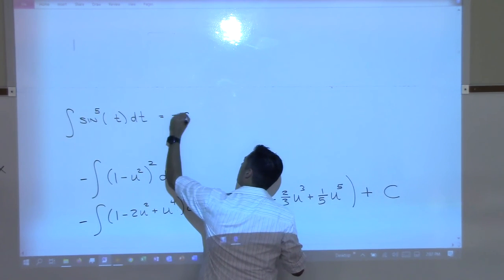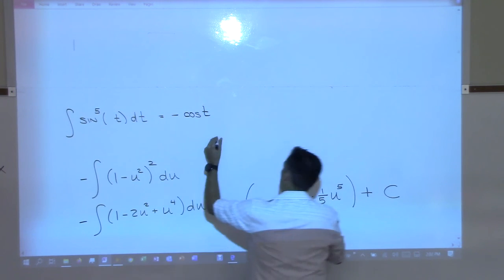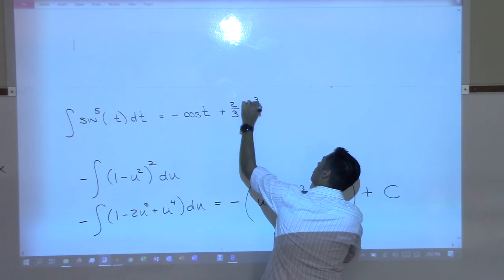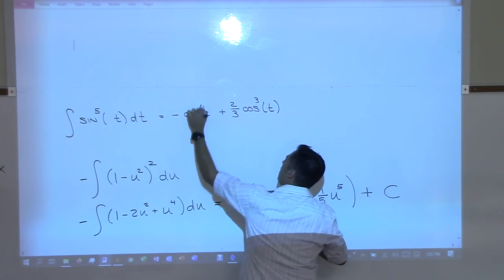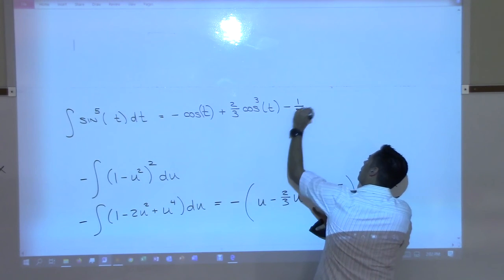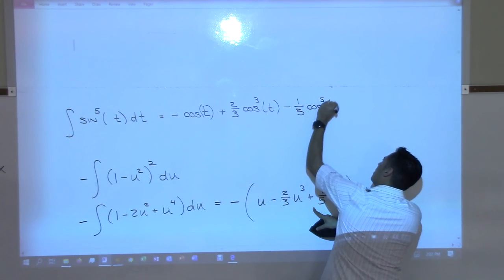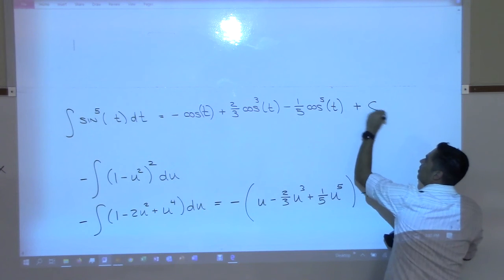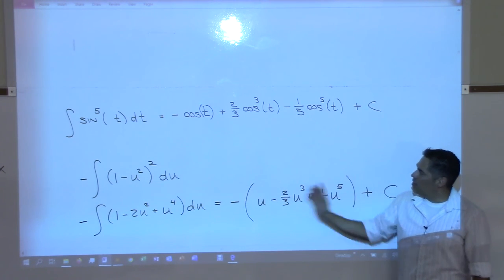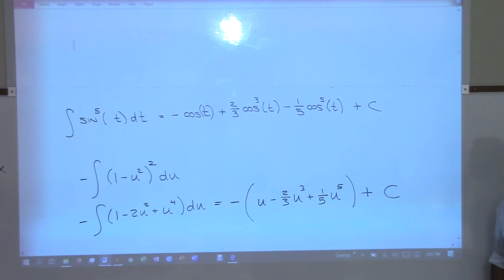Minus cosine t plus 2/3 cosine cubed t, and then minus 1/5 cosine to the 5th t plus C. I get everything good there? I distributed the negative through to each one, and then I just replaced all the u's with cosine t. There it is.